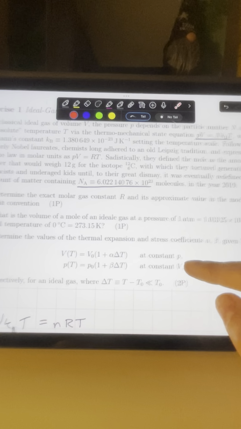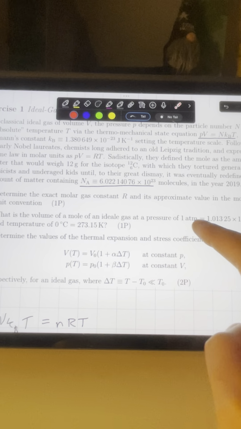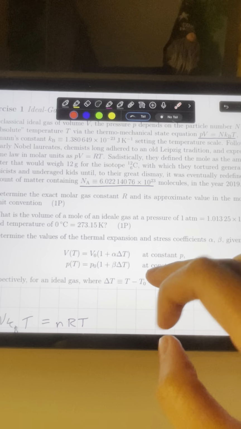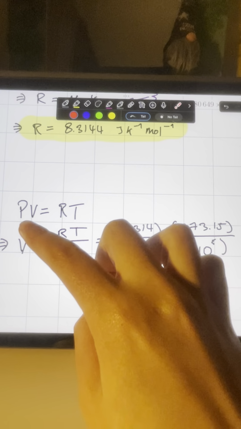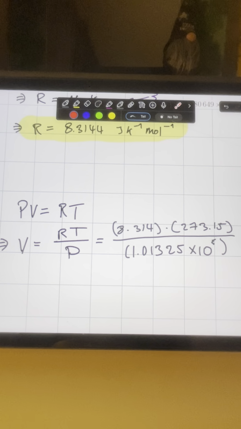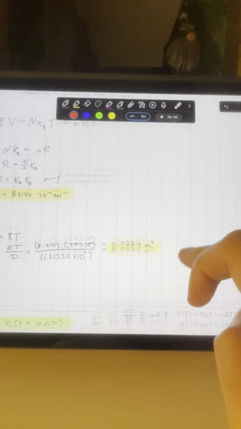Question 2, what is the volume of a mole of an ideal gas at a pressure of 1 atmosphere and a temperature of 0 degrees Celsius? What's the volume? You get PV equals, well, we used RT here. V is equal to RT over P. Sub everything in, you get an answer.